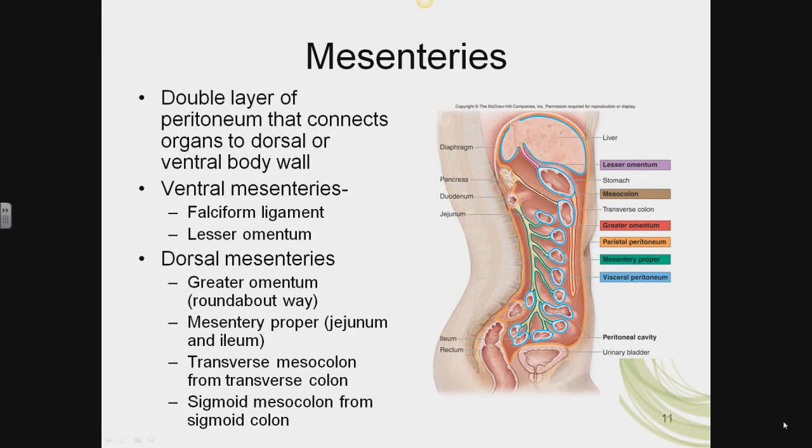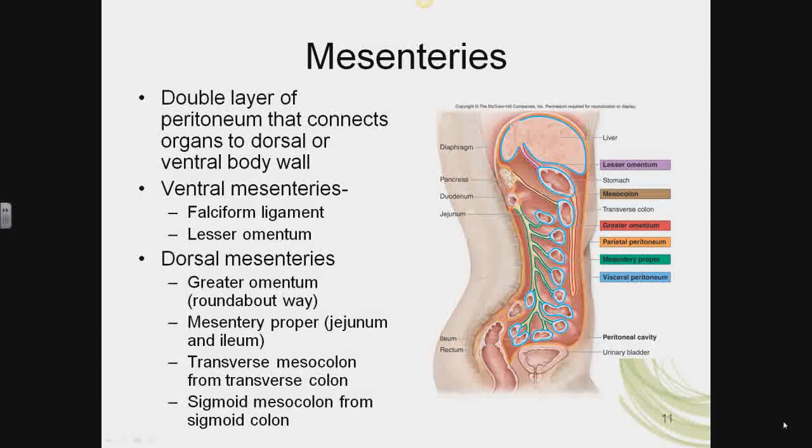Most of these mesenteries are dorsal mesenteries, which means they're attaching the organ to the posterior body wall. Just a few of them are ventral mesenteries. The ventral mesenteries include the falciform ligament, I'll explain that soon, and the lesser omentum. Dorsal mesenteries include the greater omentum, mesentery proper, transverse mesocolon, and the sigmoid mesocolon.